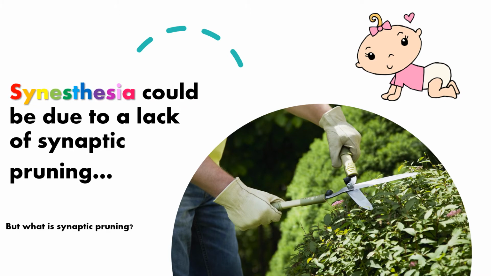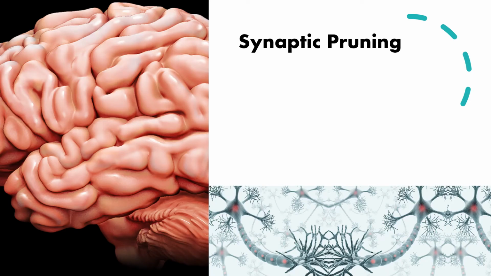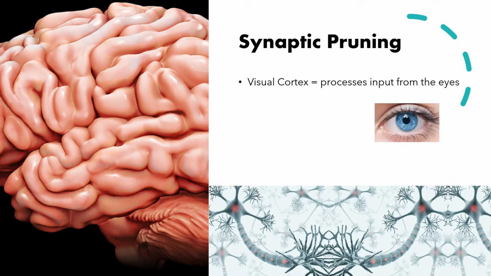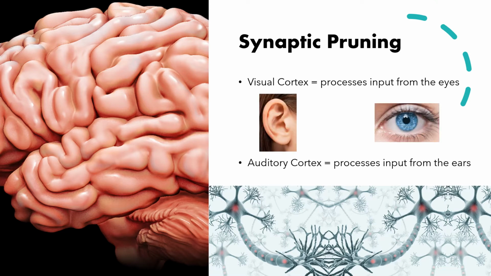Now, first off, what actually is synaptic pruning and why is it important? Each area of the brain is specialized for processing specific sensory information. For example, the visual cortex processes information from the eyes. The auditory cortex processes information from the ears. At first, these areas are not specialized. There are connections between them all, meaning they sort of work in combination with each other.